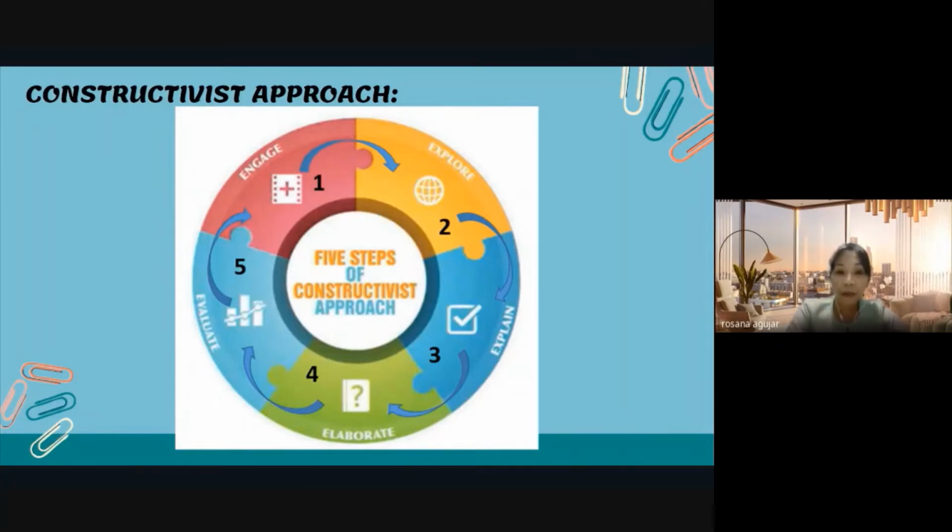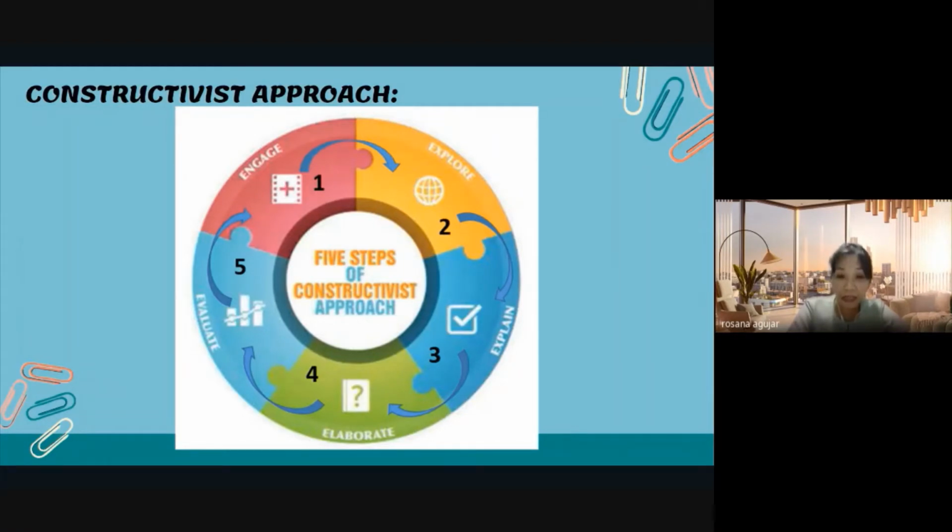Then after you post that stimulus to your class, the next step now is to explore. The students will now begin to think more deeply about the concept. The next step is that they are going to explain. Students will now use their creative thinking in explaining the concepts.